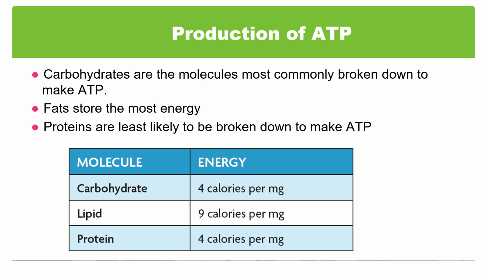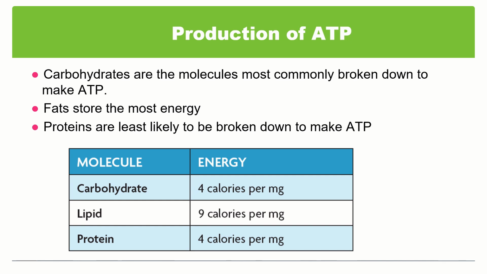Fats can be used to make ATP, and they actually store the most energy out of all of these, but carbohydrates are the easiest ones to get the energy out of, so that is the most commonly used. Now, proteins can be used to make ATP. If you look at this chart below, it does make about the same amount as carbohydrates, but they are least likely to be used to make ATP.